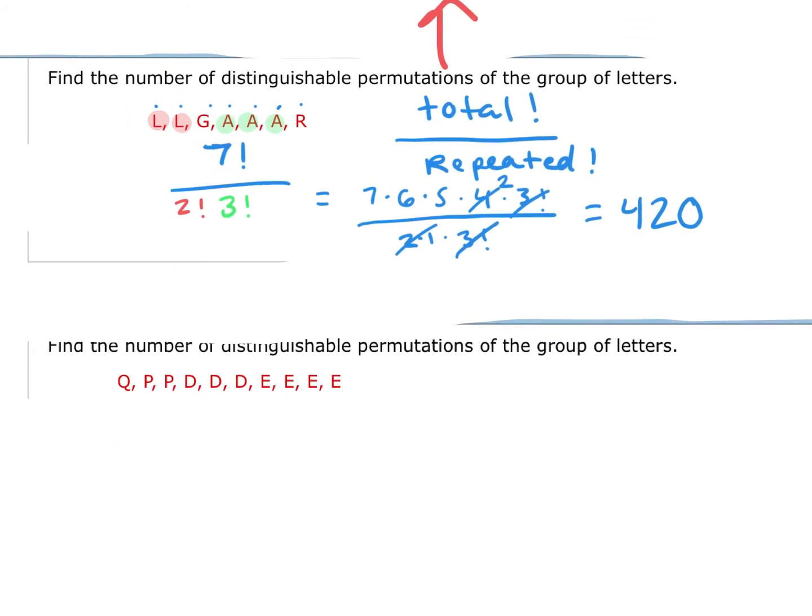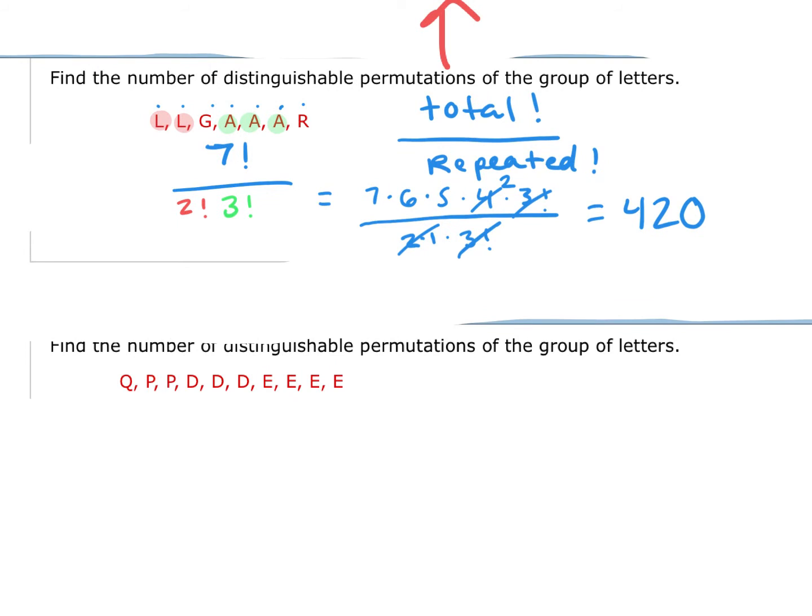The next one is the same thing. Distinguishable permutations. We do the total over the repeated. So we have 1, 2, 3, 4, 5, 6, 7, 8, 9, 10 letters total. So 10 factorial on the top. And then we put that over all the ones that repeat. So P's repeat twice, so that gives us a 2 factorial on the bottom. D's repeat 3 times, and E's repeat 4 times.